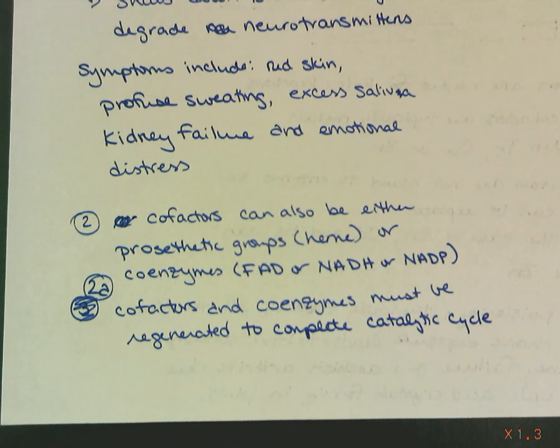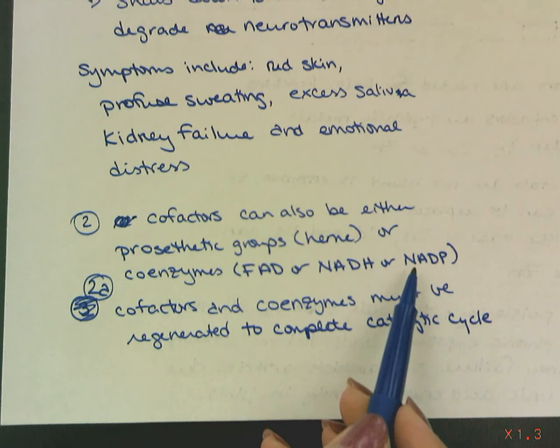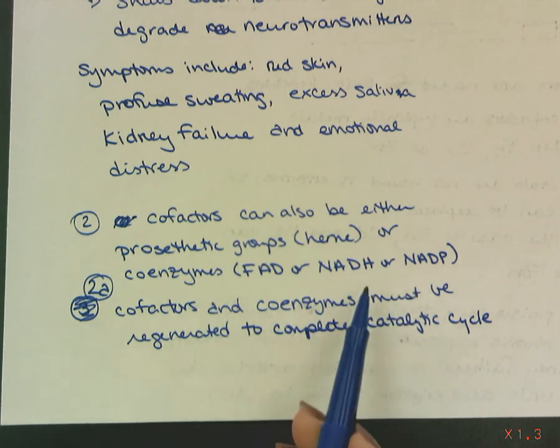So just like a regular enzyme, the metal, if it gets oxidized, has to get reduced in order to do the next cycle. Any of these guys, FAD, NADH, NADP, right, they're going to get protonated or deprotonated, which means they have to get the reverse in order to do it again. So they have the same rules as regular enzymes.